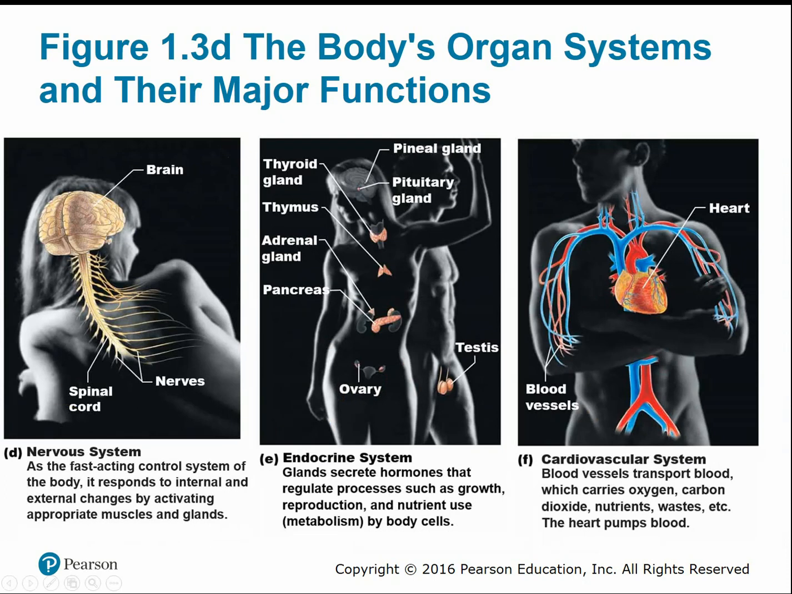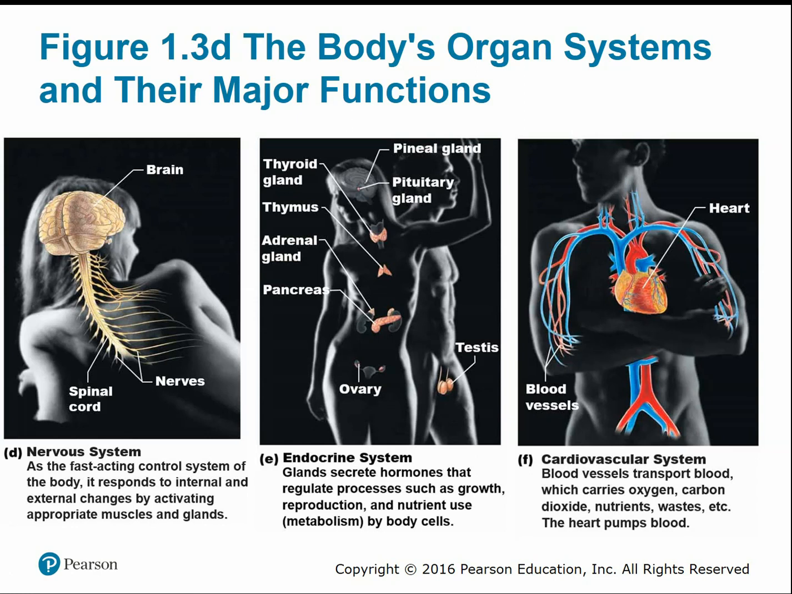The nervous system is the overall control center of the body, so it's going to monitor and respond to internal and external changes. So it does this by activating muscles or glands, they're called effector organs. The endocrine system is another major controlling system in the body of various body processes. So it regulates processes like growth, reproduction, and metabolism. It secretes hormones, things like insulin, testosterone, thyroid hormone.